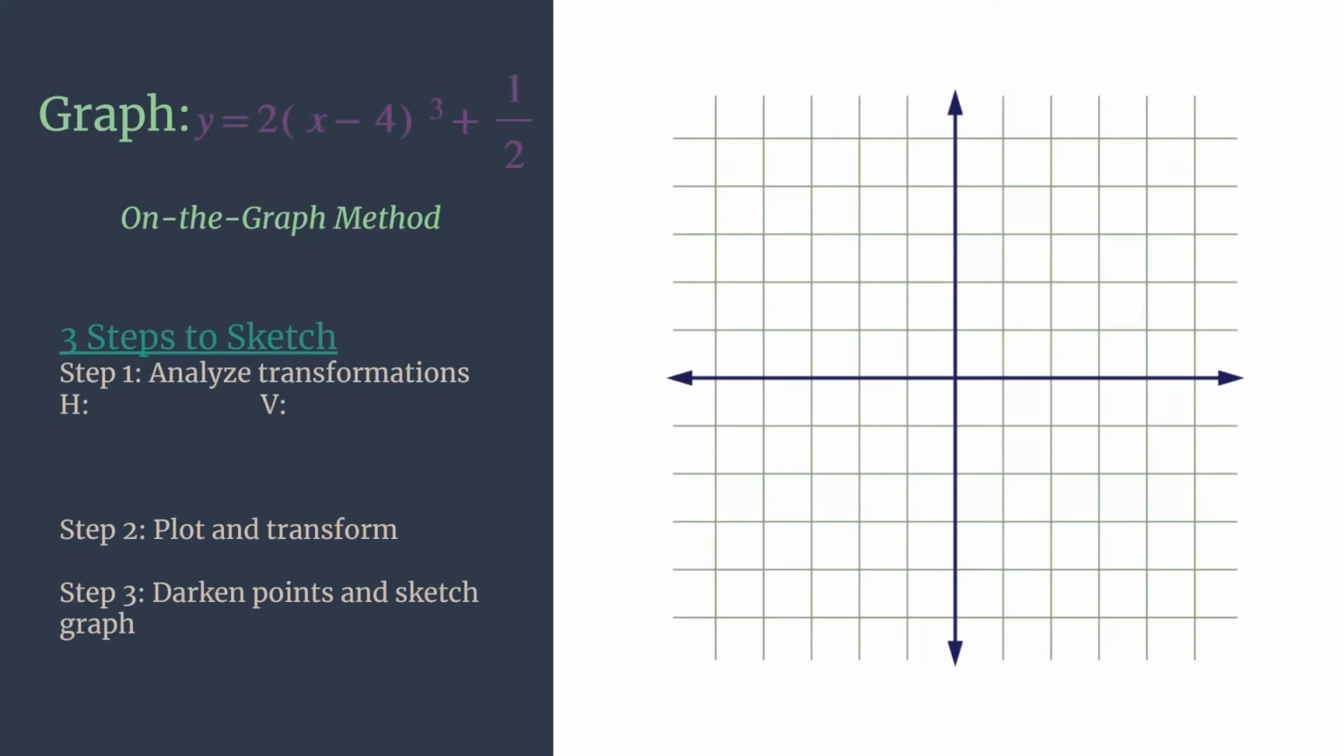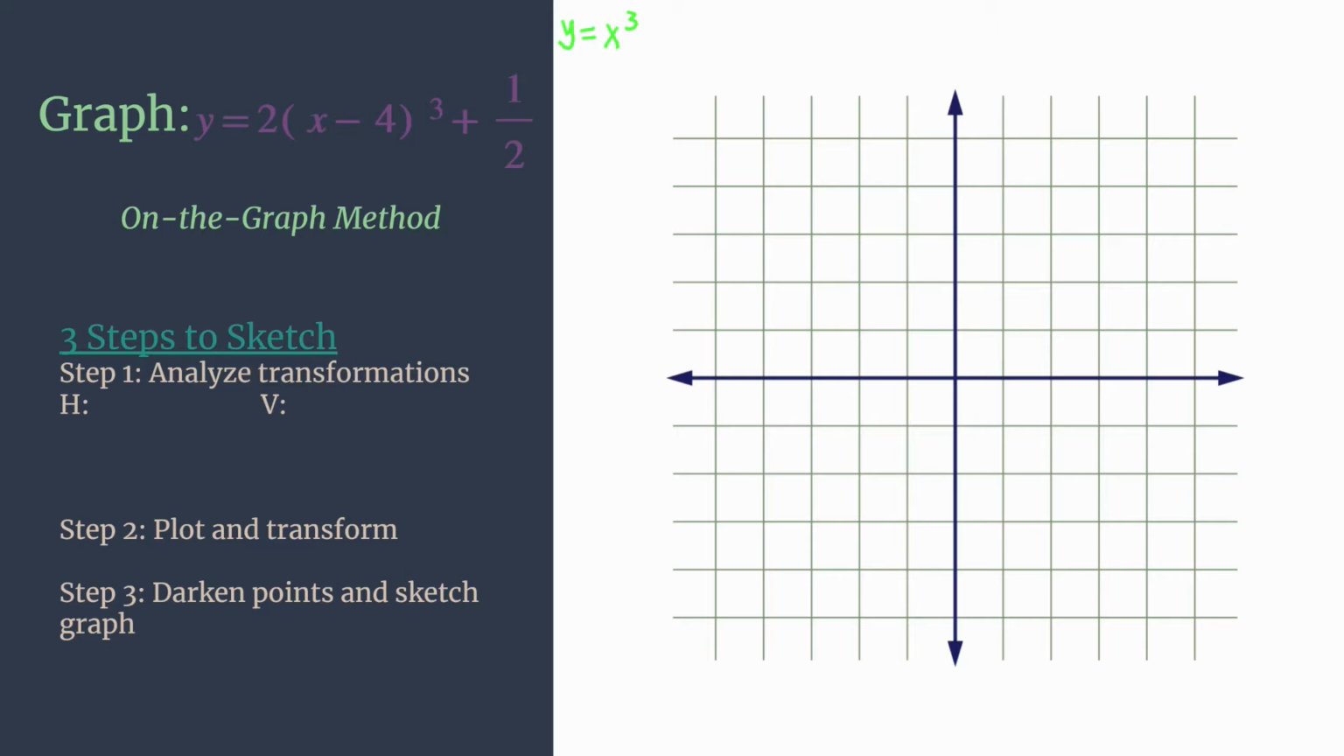All right, so we'll remind ourselves of what we're graphing and our outline as well. And let's go ahead and also write out our parent function. We know our parent function is that vertical snake, y equals x cubed. And now we're ready to jump into the 3 steps to sketch method.